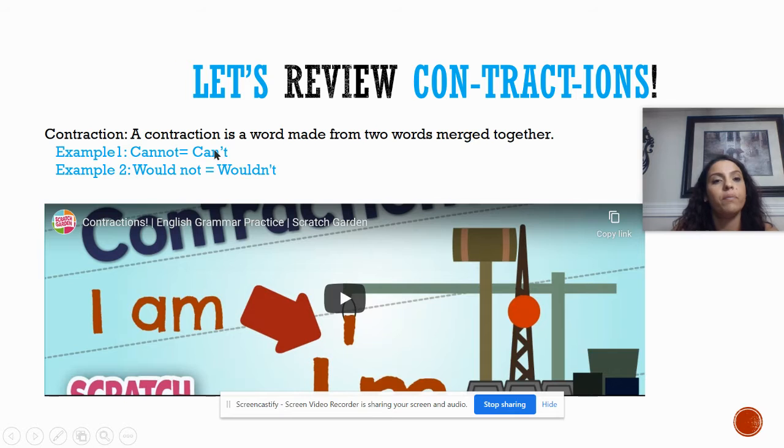What is something we notice in both of these? Good. They have this, right? They have the apostrophe. That's called the apostrophe. So let's see what the role of the apostrophe is in creating a contraction. What are we going to look for? The apostrophe in creating the contraction.